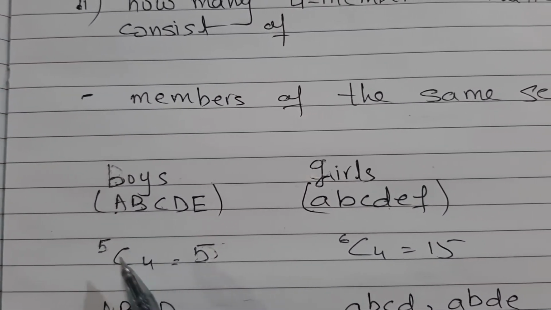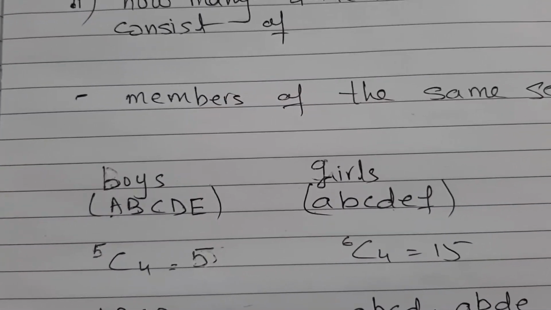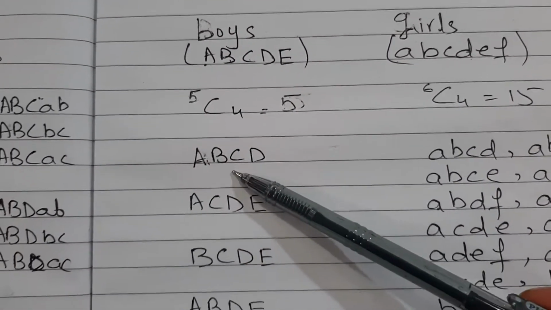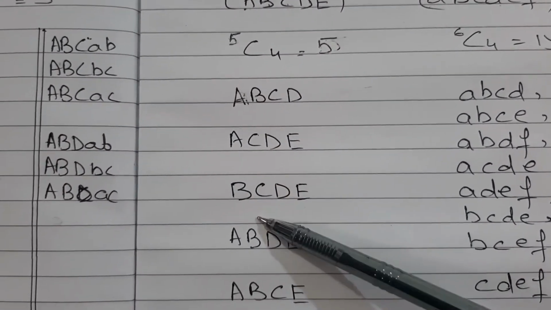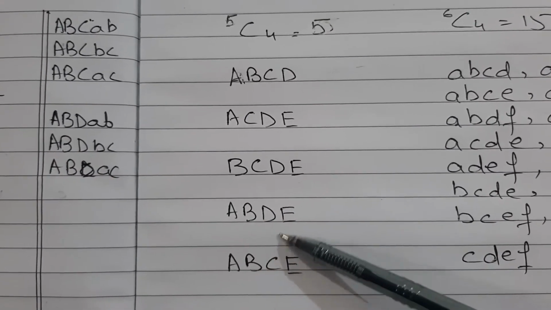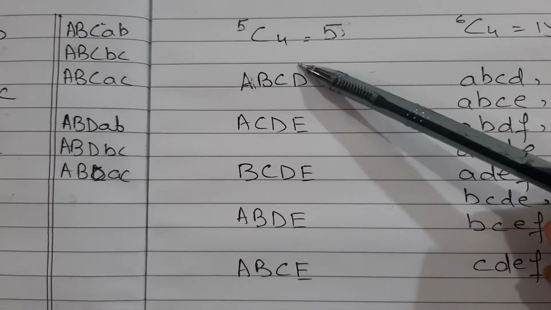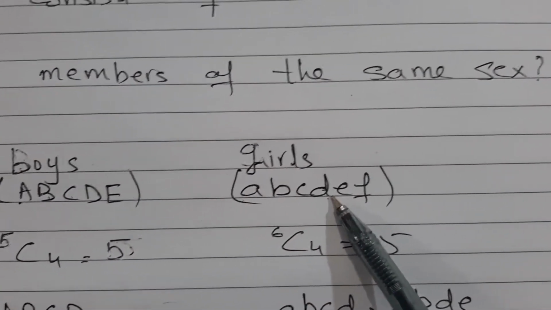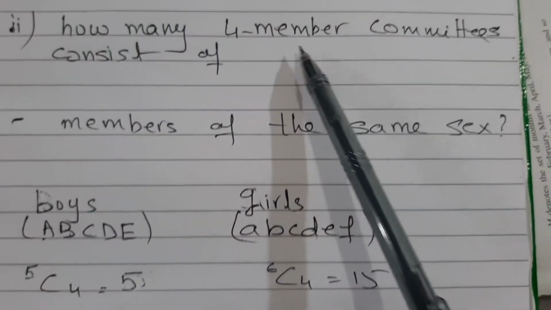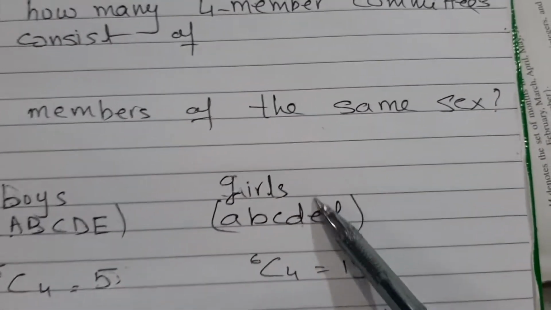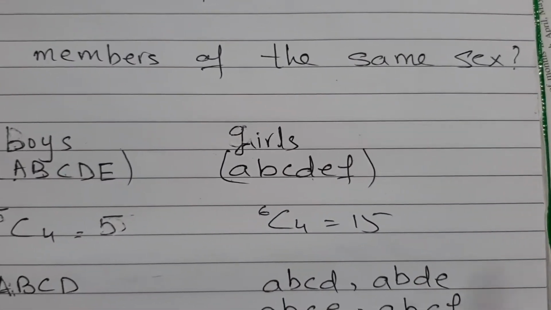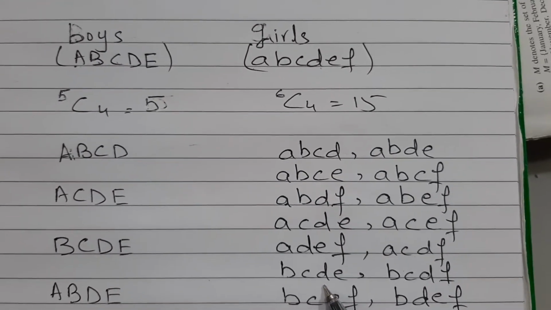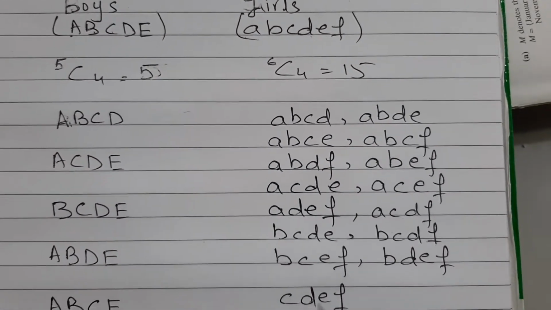Okay, 5 boys and I have to select 4 out of them. So how many ways can I select them? 5 ways, and I have shown here ABCD, ACDE, BCDE, ABDE, and ABCE, right? So you will see none of them is repeated here. Similarly, out of 6 girls, I have to select 4 because the committee is of 4 members and it should be the same sex, either all boys or all girls. So there are 15 ways I can select girls out of 6 girls, which are all listed here, you can see.